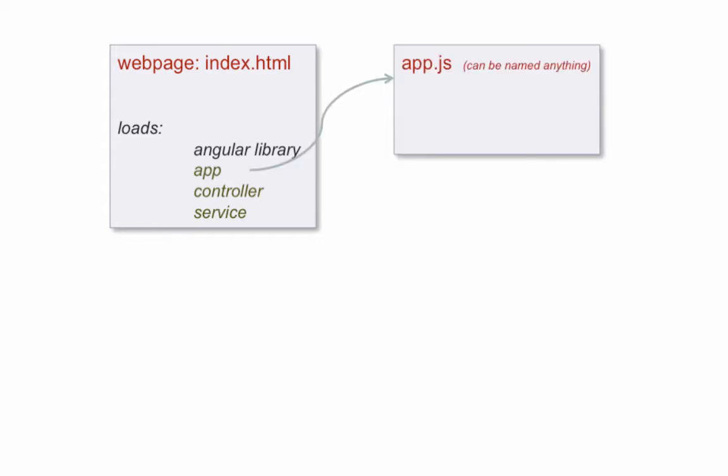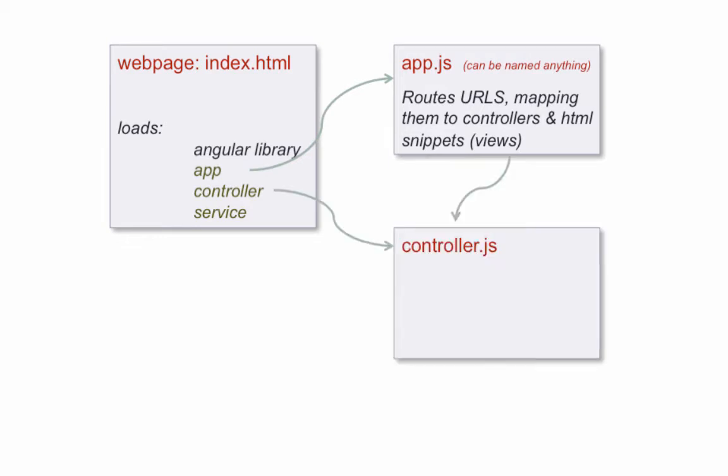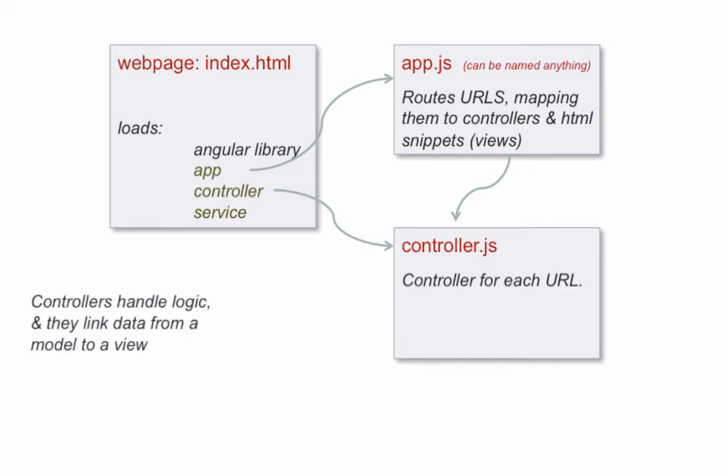So app.js takes URLs and it will map those to controllers and map them also to HTML snippets, which will be views of the data. So a controller then, and we'll have a controller for each URL, handles the logic that's behind that URL. So when you make a request for something, the controller will handle the logic of what that request means. And we'll have a controller for each of the URLs that the application will service.